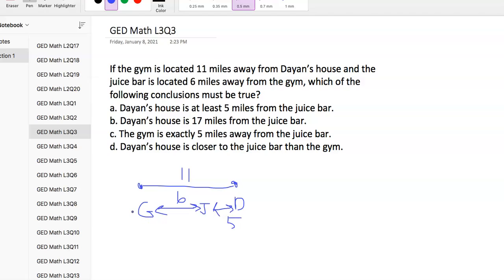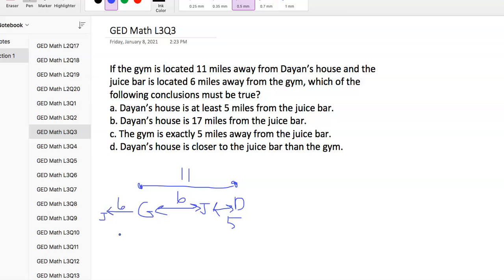But it also could be that the juice bar is over here, 6 miles from the gym in the other direction, right? And a total of 17 miles from Dan's house, right? The 11 plus the 6. Either is possible. Okay, so having done all that, let's look at the question. Which one of these is true or could be true?